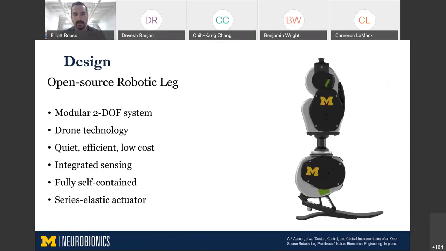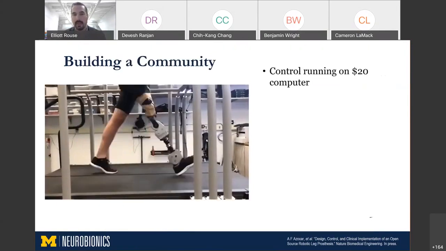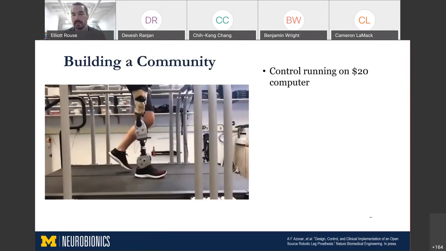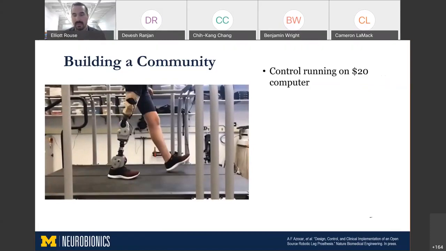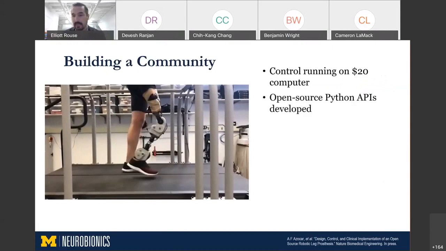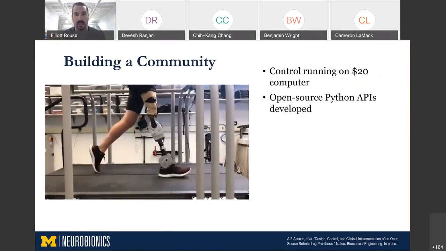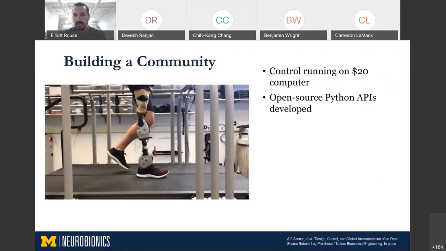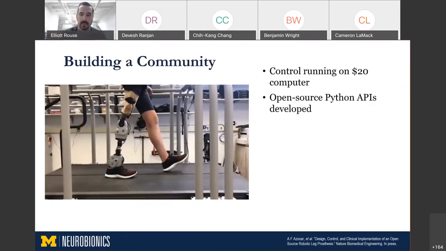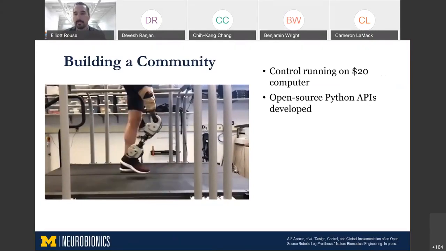That's what it looks like back with its clothes on. And this is just a quick video I wanted to show of us testing in our lab with our open source leg. Here, this system is being controlled by a $20 Raspberry Pi. And we've developed a set of open source Python APIs that can enable people to get up and running very, very quickly. So all of the integration between the software on the microcontroller and the brushless drive has been extracted, and it's just simple function calls.